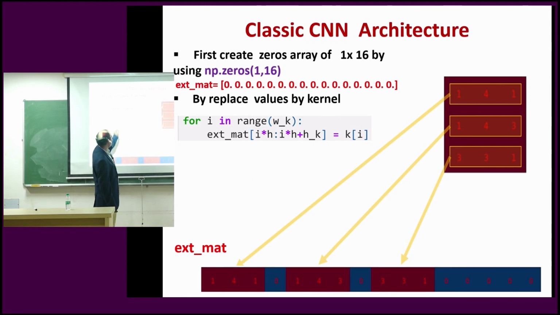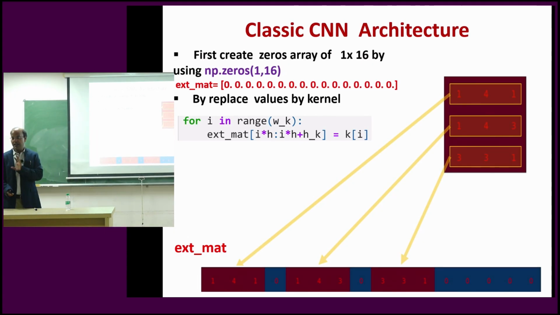Then next is i equal to 2, because wk is 3, so with Python indexing the range is 0, 1, 2. When i equals 2, 2 into 4 is 8, colon 8 plus 3 is 11. So 8 to 11 means 8, 9, 10. So 3, 3, 1 are replaced here. This gives you the row matrix. Clear? We create the row matrix.